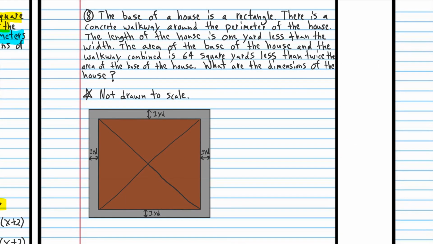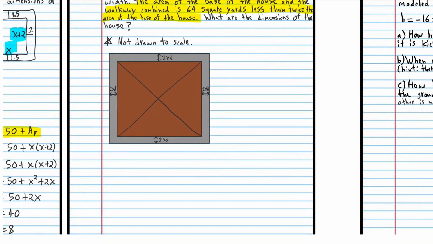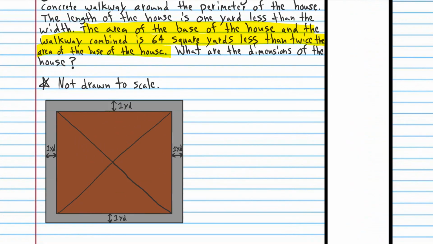So the most important equation is the area of the base of the house and the walkway combined is 64 square yards less than twice the area of the base of the house. So I'm going to write that down here. Well, I can move it down later.